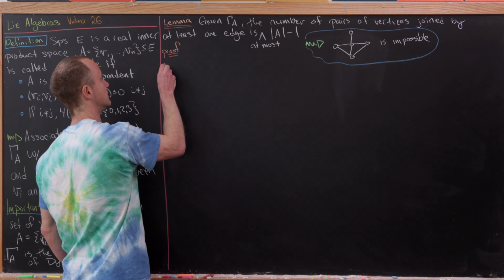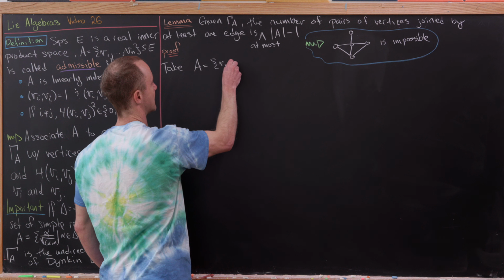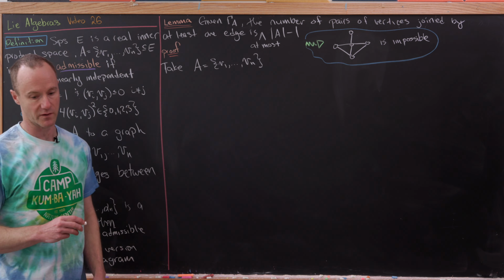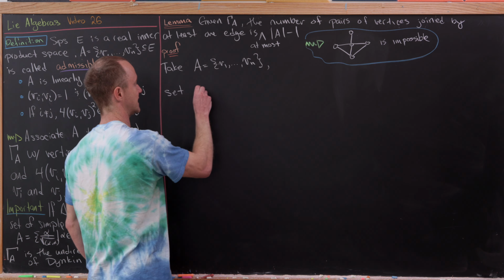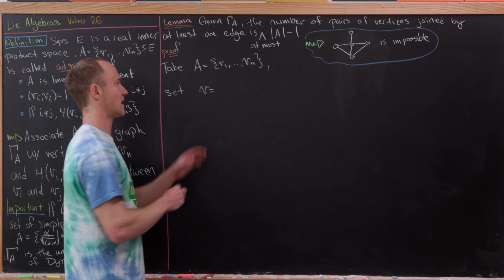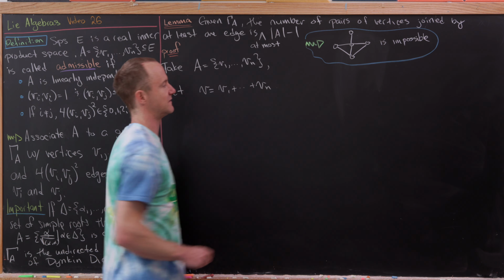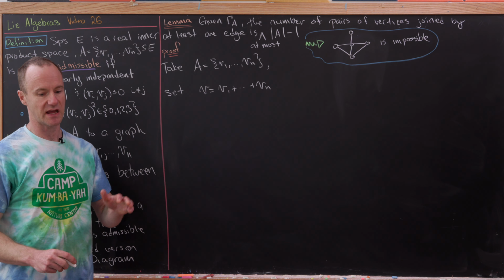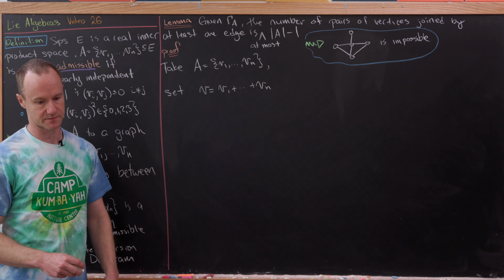So what we'll do is take A to be equal to the set V1 to Vn, just as we had set up over here. And then we're going to introduce a new vector inside of the inner product space. That new vector will just be the sum of all of the admissible vectors, so V1 added all the way up to Vn. Now this is not an admissible vector, but this is in the inner product space in which the admissible set lives.